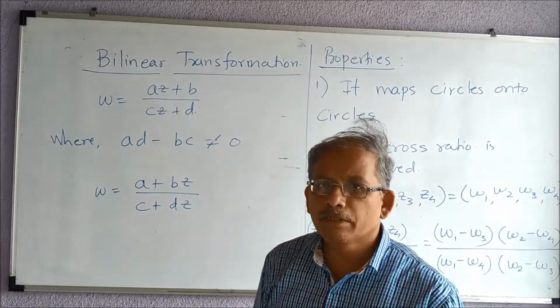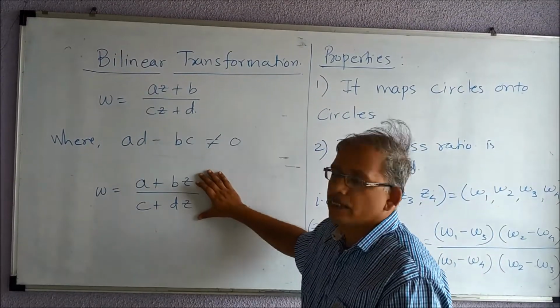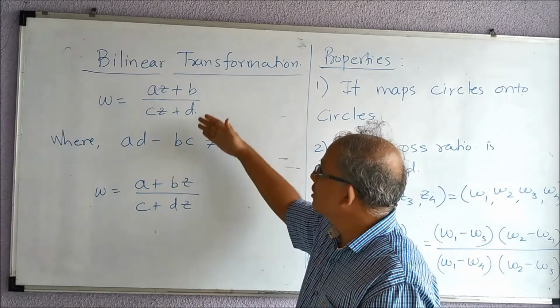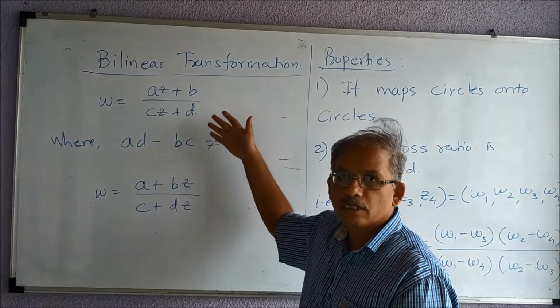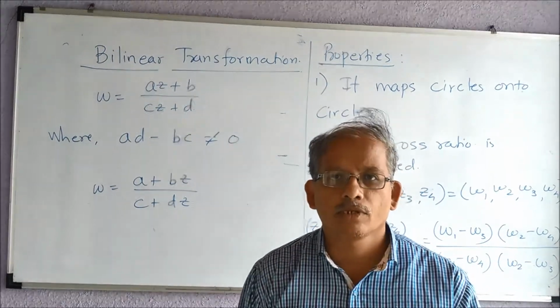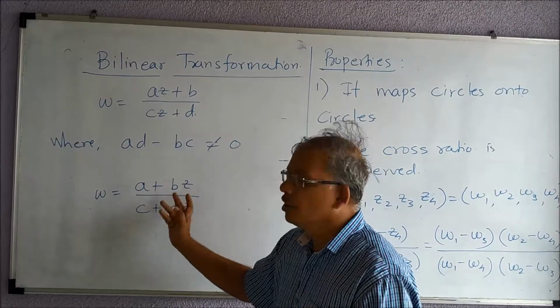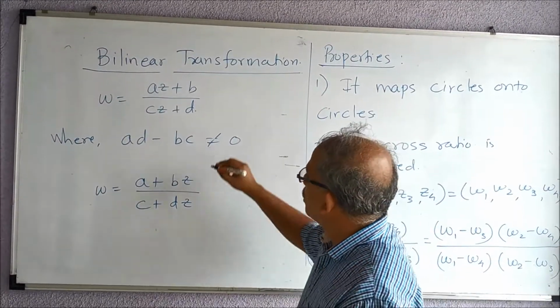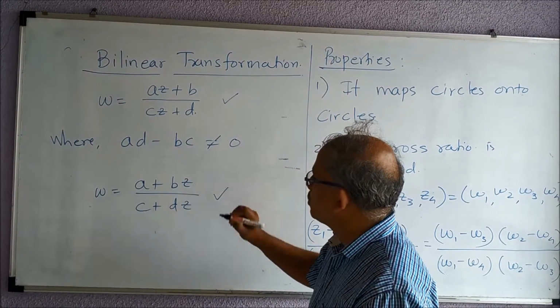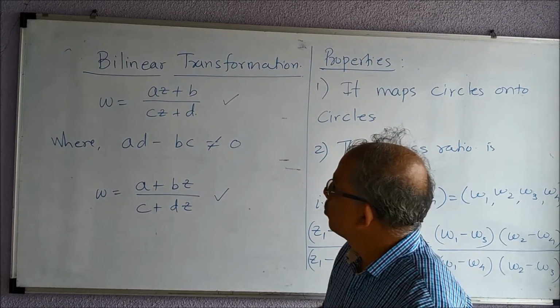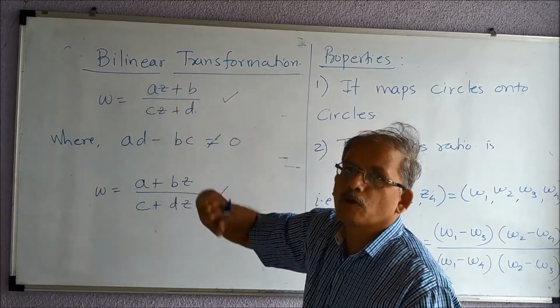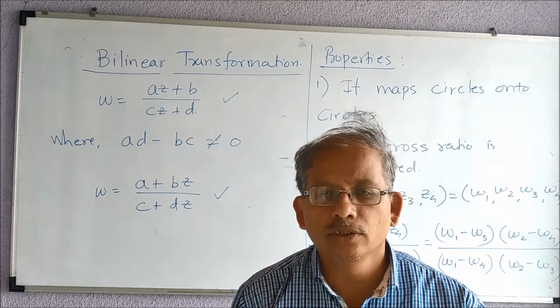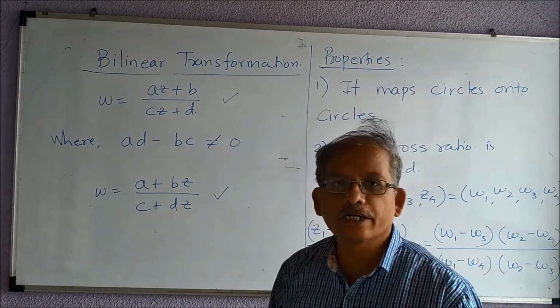Sometimes it is written in this way as well. You can easily see that both these ways are one and the same. This is just renaming of the constants. So either you can use this form or you can use this form. Here we will be using this form of representation for this bilinear transformation.